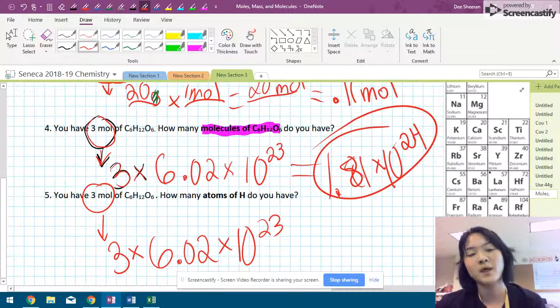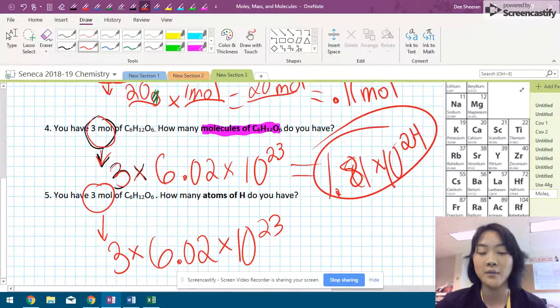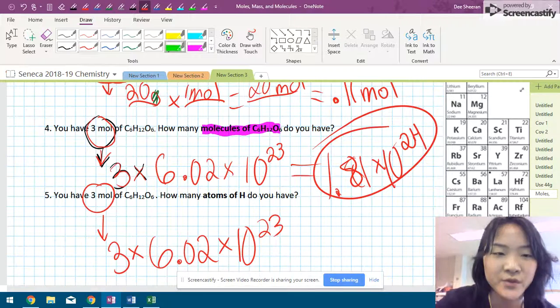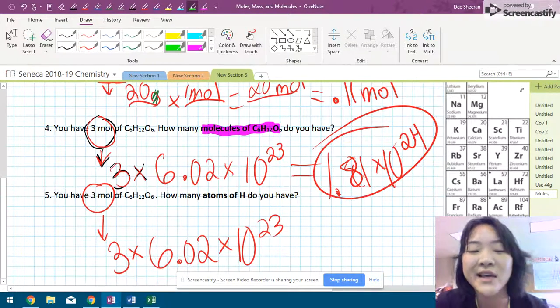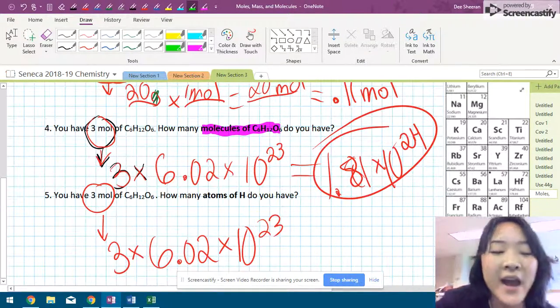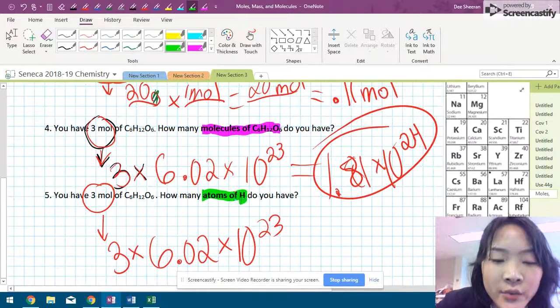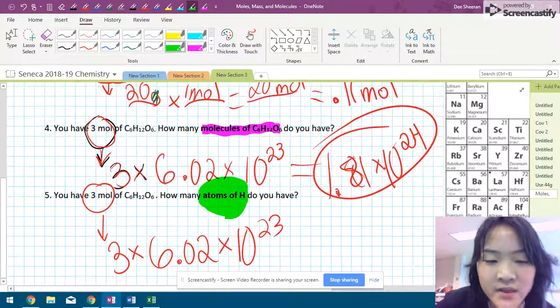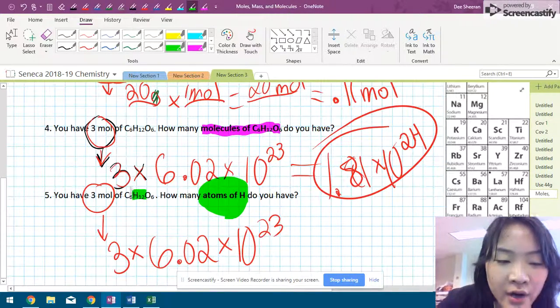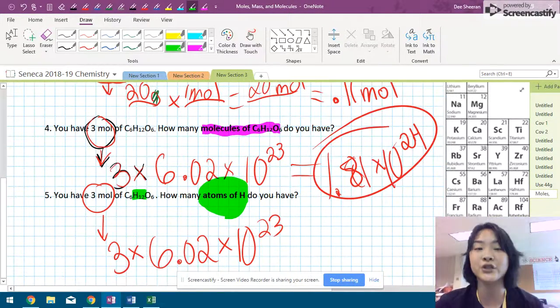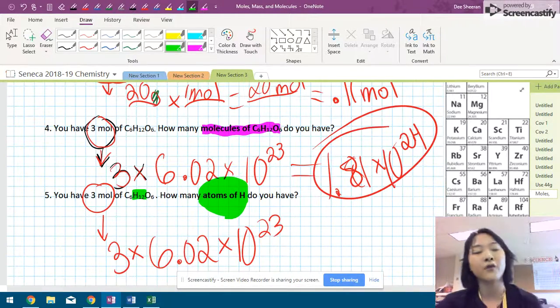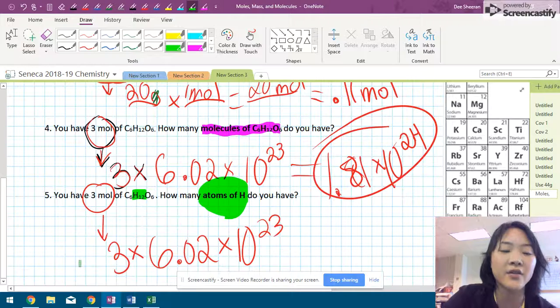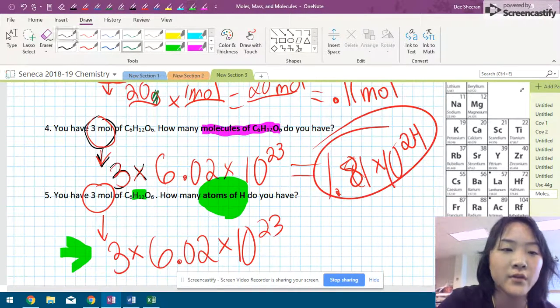Okay? And then you stop and you remember what you're supposed to do. So it says you have 3 moles of C6H12O6. How many atoms of H? So the key word here is that we're dealing with atoms of one element in the whole substance. So we're dealing with this guy right here. How many H's are in that substance? 12. So therefore, you have to multiply this entire thing, this guy right here, by 12. So multiply it by 12.